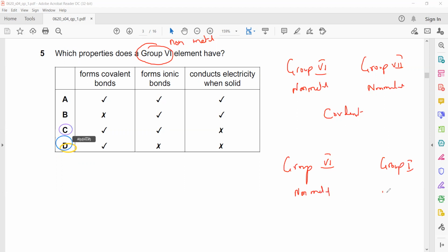and group 1 is metal. So when non-metal reacts with metal, what kind of bonding will they have? They will have ionic bond. Because they are asking, can they form covalent bond? Yes, they can form covalent bond, because if they react with non-metal, they will form covalent bond. Can they form ionic bond? Yes, if they react with group 1 or group 2, they will form ionic. And because these are non-metals, what is the property of non-metal? Non-metals do not conduct electricity. That's why C is the right answer.